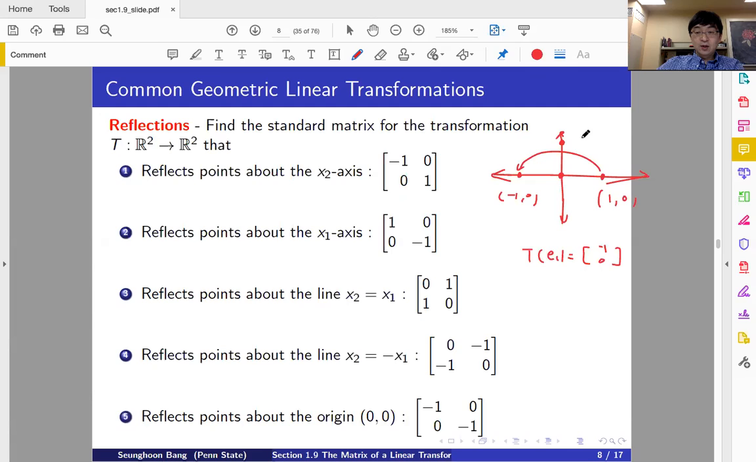Next, this point, (0, 1), e2. Just reflect this point about the origin, so we have it. This point is (0, -1). So we have T(e2) equals (0, -1). You can form matrix A the same way, using T(e1) and T(e2). So T(e1) is the first column, (-1, 0), and T(e2) is (0, -1). So we have it. This is the whole idea.